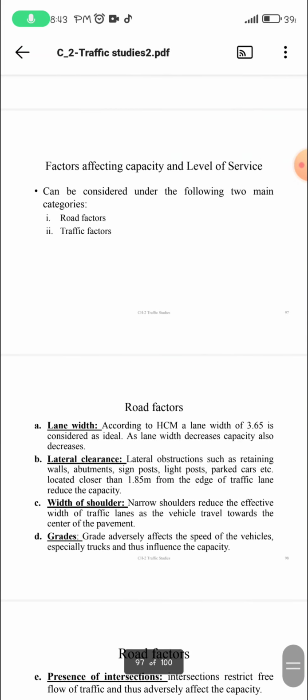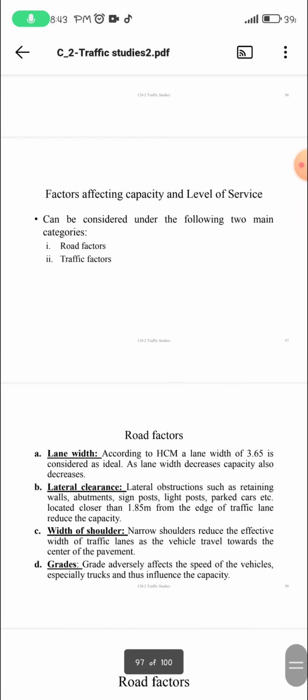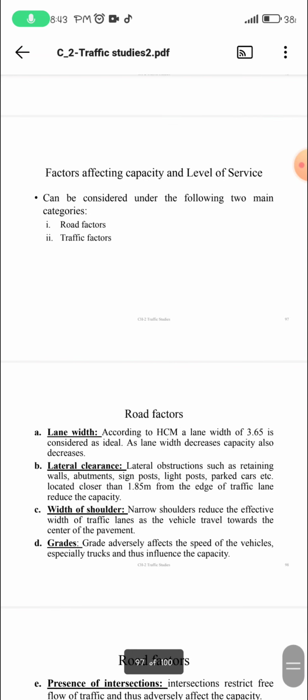Road factor: lane width. According to HCM, a lane width of 3.65 meter is considered as ideal. As lane width decreases, capacity also decreases. Lateral clearance: lateral obstructions such as retaining wall, abutments, signpost, light post, parked cars, etc., located closer than 1.85 meter from the edge of the traffic lane reduce the capacity.